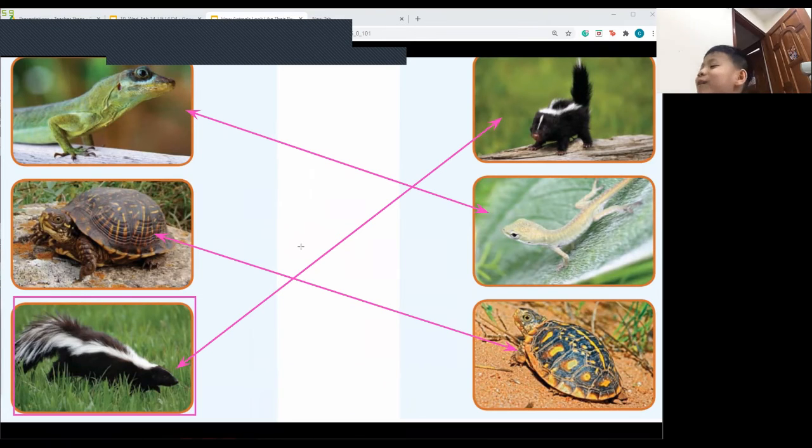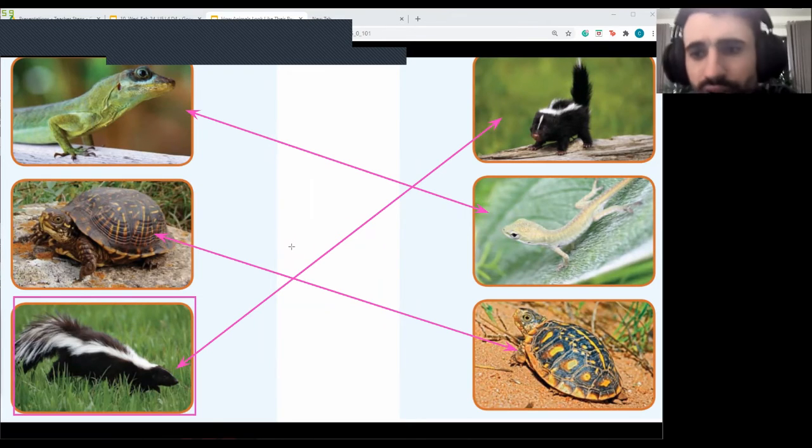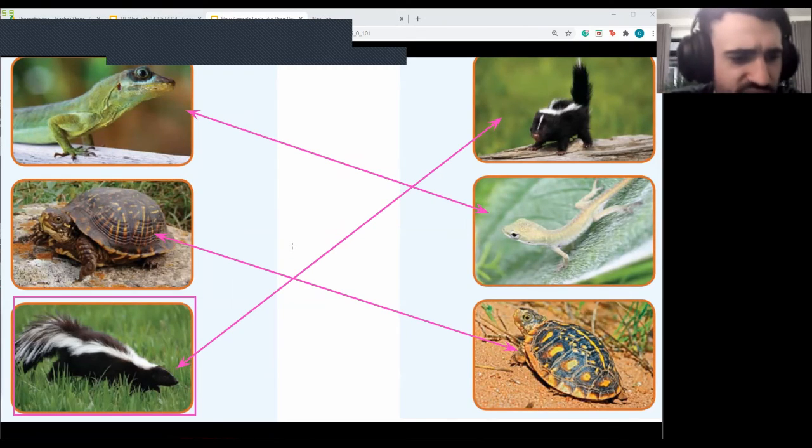Yeah, guys, this is a skunk. This is something called a skunk. They smell really, really bad. If a skunk gets scared, they spray you with a liquid that smells really, really bad. They will make you smell bad for weeks. For weeks, you'll smell really, really bad.